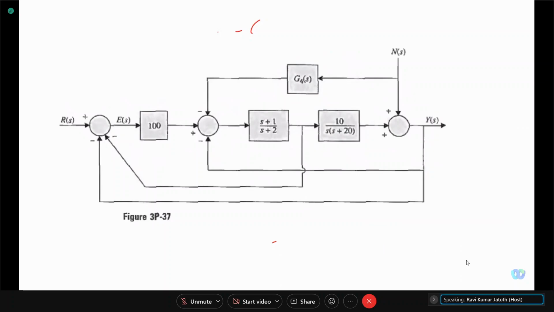When we are converting into a signal flow graph, there are a few rules, so listen carefully. Input we consider as a variable or node. Output we can consider as a variable or node. Rule number one, input and output we will consider as nodes. Rule number two, all summing points can be considered as nodes. And all branch points can be considered as nodes.